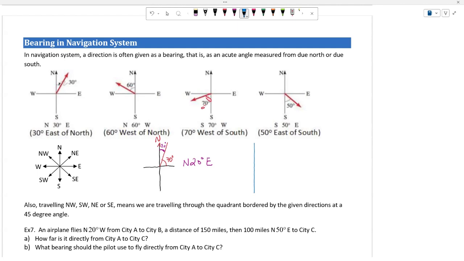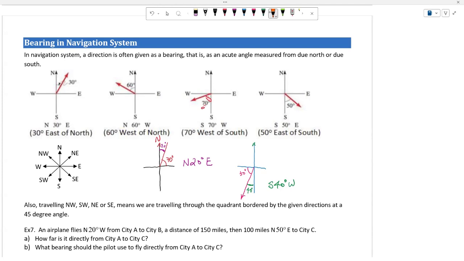Similarly, if I have the direction this way, and this is 50 degrees here, then I know that from due south, this angle right here will be 40 degrees. So my answer will be south 40 degrees west. This is how we write the direction in bearing.